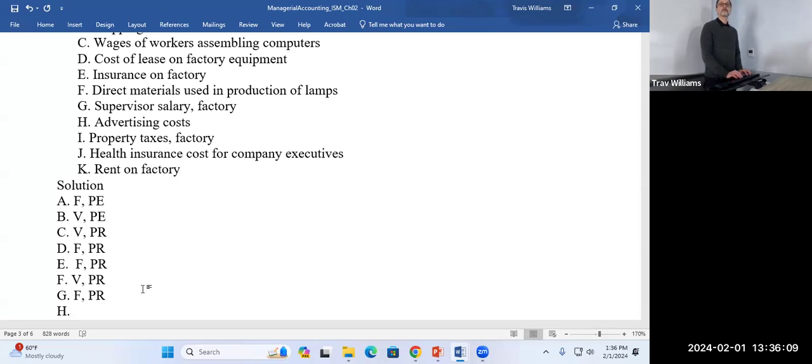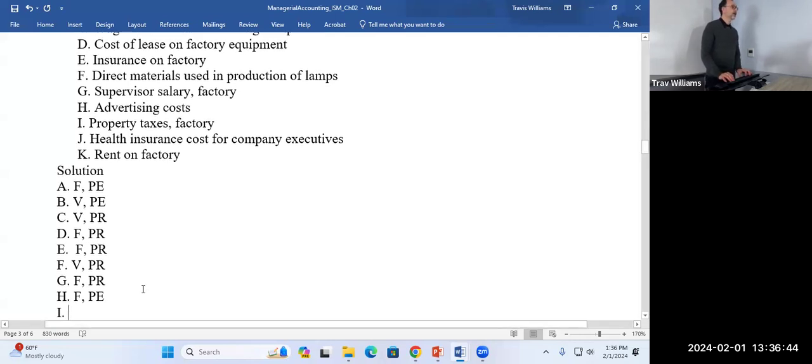Variable or fixed? How many people say variable? How many people say fixed? So fixed is right. Advertising does not depend on how much you produce. It doesn't depend on how much you sell. It's kind of the opposite: how much you sell depends on how much you advertise. When a company establishes an advertising budget, that's generally a fixed amount. So it is fixed, and product or period? Period is right, because it's not part of production.